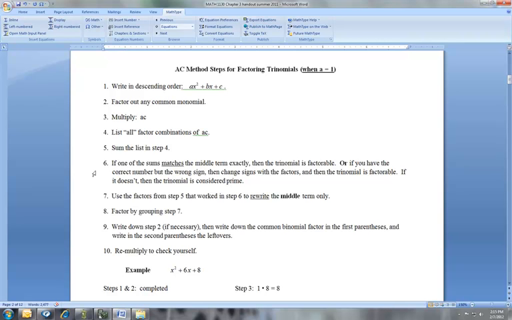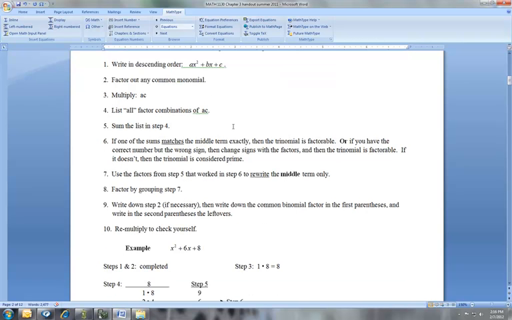Write down step 2, which is that common monomial if necessary. Then write down common binomial factors in the first parentheses and write in the second parentheses the leftovers. Step 10, if you remultiply, you can check yourself. Now I've got an example here and a couple more that we're going to look at, and we'll see how fast this actually goes. It's not that bad.